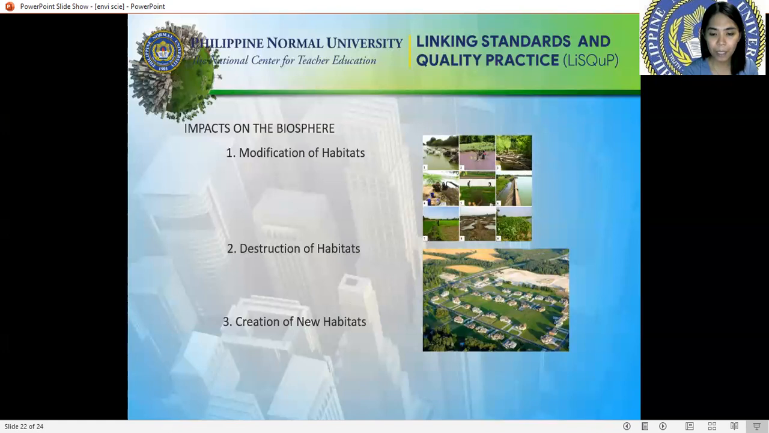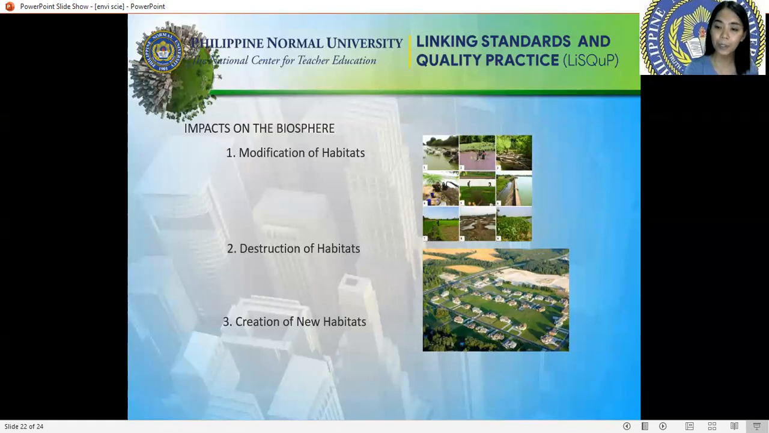And next, we have destruction of habitats. There is a domino effect if the salinity of the water is affected, and if there is a temperature increase, the water temperature also increases. So meaning to say, the habitat of animals will be affected also.